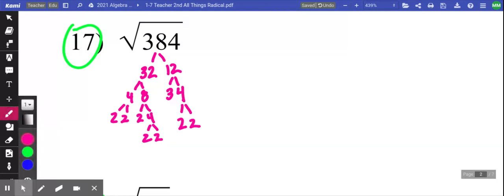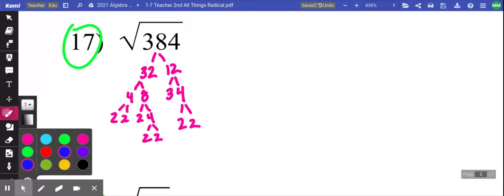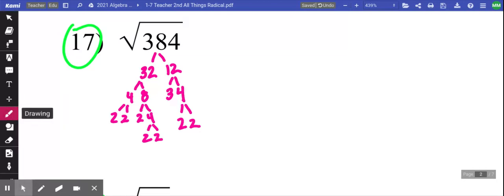Now what I'm going to do is use my blue and highlight the bottom of the branches, because now that we've broken down these numbers, we just want to focus on the bottom branches. Here's the bottom of the branch, bottom, bottom, bottom, bottom. Don't forget about this little 3 right here. Those are all the bottom of the branches. That means we can't break down those numbers any further.